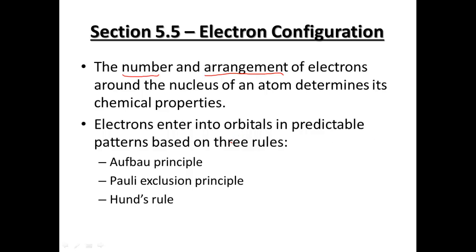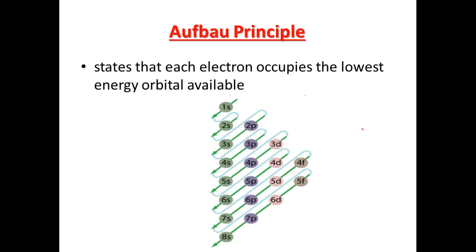But what we're also going to look at is that electrons enter into orbitals in predictable patterns. And so we're going to see where and how they enter in based on three rules. These three rules we're going to talk about now. The first one, the Aufbau principle, states that each electron occupies the lowest energy orbital available.